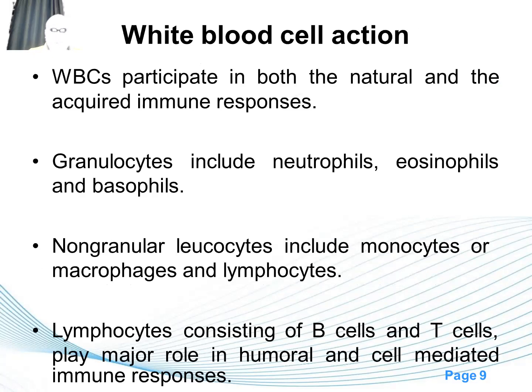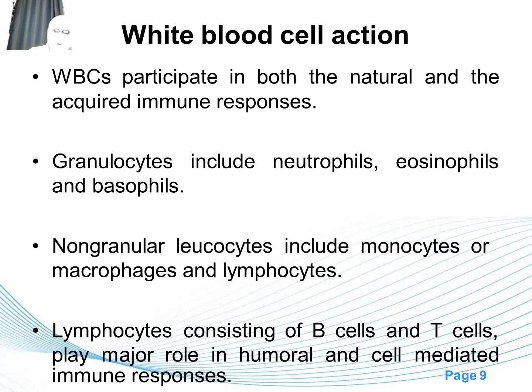So white blood cell actions. White blood cells participate in both natural and acquired immune response. Granulocytes include neutrophils, eosinophils, and basophils. These are the cells of acute inflammation, where the neutrophils respond to acute bacterial infection, eosinophils to allergic reactions, and the basophils most likely to allergic and parasitic infections. The non-granular leukocytes include monocytes, macrophages and lymphocytes, which are more specific for chronic infection and immunity.